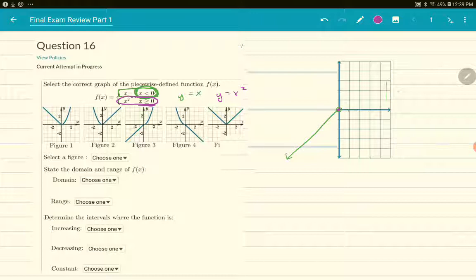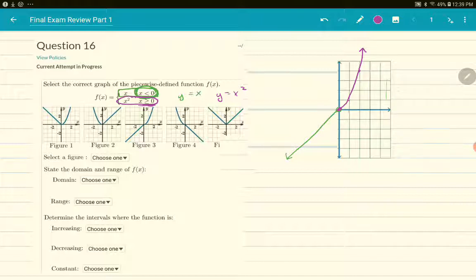So when x is 0, y is 0. When x is 1, y is 1. When x is 2, y is 4. So there's that parabola, or half a parabola, I guess, because we're only doing the positive x's. So there's that part of the graph.